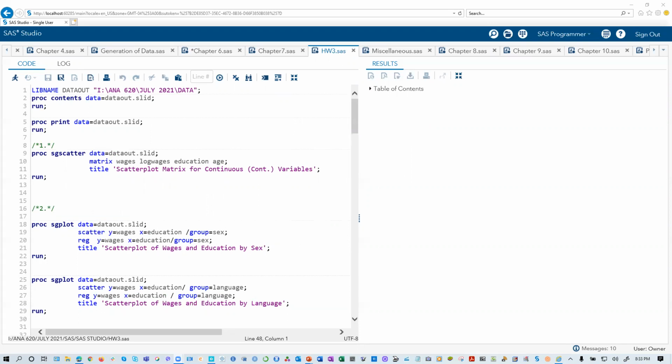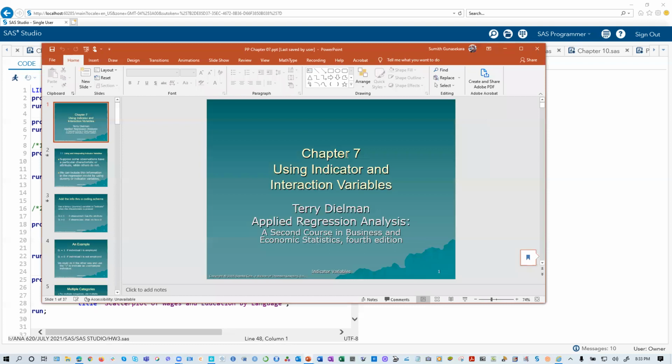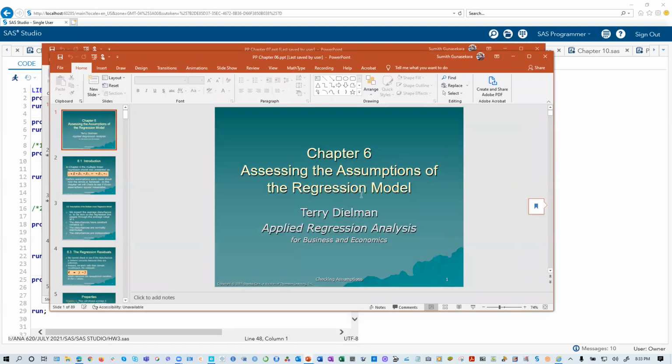Chapter 7 is about that indicator variable. Chapter 6, as I said earlier, is about the graphical representation. Not that 6. This one. This is in the assumptions of the regression model. You can remember the assumptions of our model, which is called the LINE, L-I-N-E. L stands for linearity, I stands for independence, N stands for the normality assumptions, and then E for the equal variances. Those things can be checked.